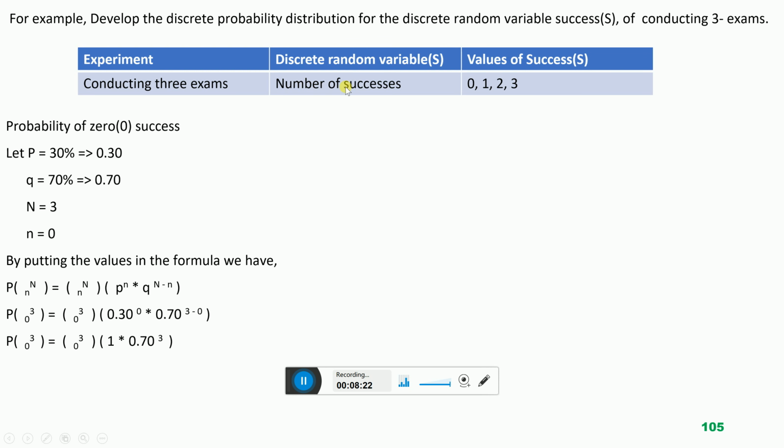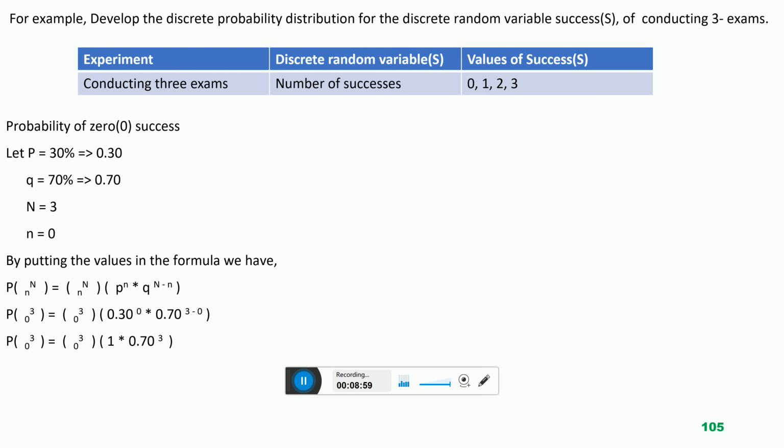So we will consider the discrete random variable success in this example. It means I am going to assign probabilities to the number of successes of 3 exams. So our discrete random variable is number of success, and these are the values of success. We define the discrete random variable mathematically as 0, 1, 2, 3. So that is why success is a random variable and it can assume specific values. That is why this is a discrete random variable.